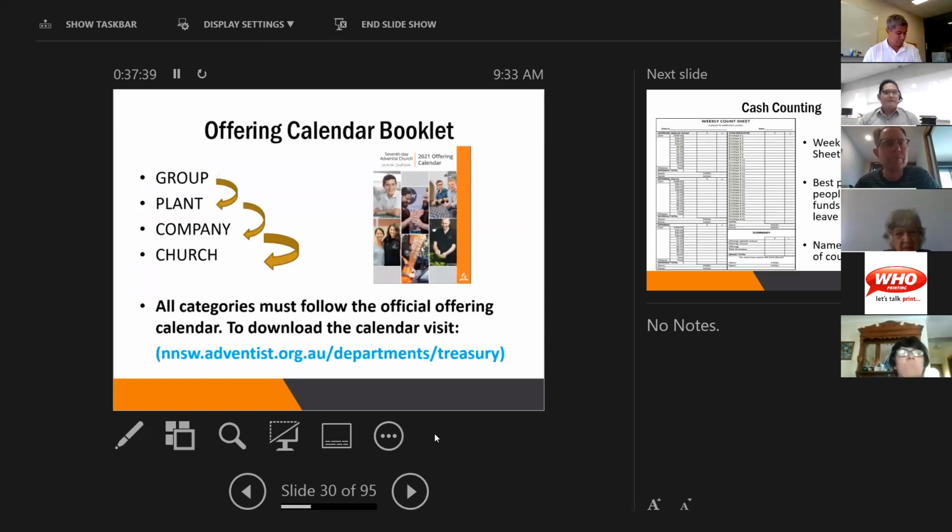This is a very important document, the offering calendar, the booklet, which you can find on our conference website. You go to North New South Wales Conference on Google, and you will find the link to the website there. Look for the treasury department, and then you will find the offering calendar, the booklet. You will also find what Owen was mentioning before, the treasurer's manual. It's a very important document too, and that's where you will also find our training videos.